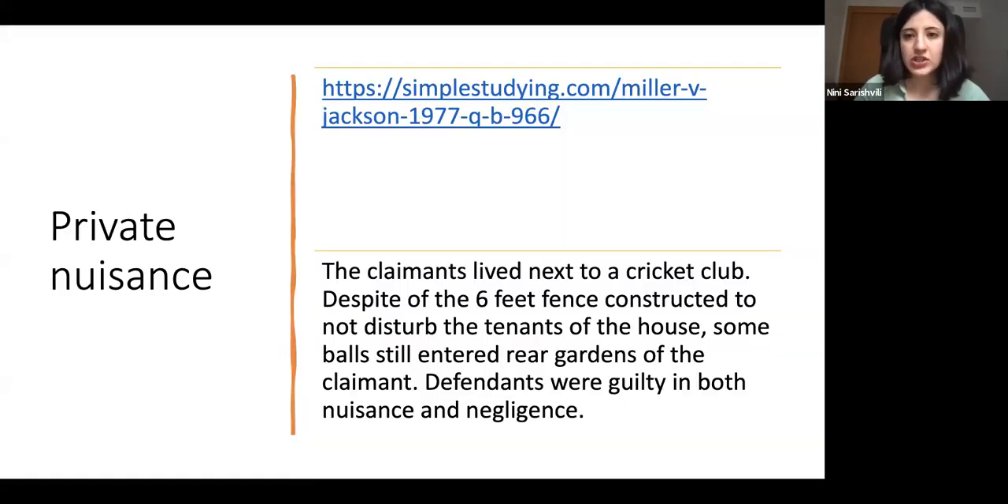You can have a look at this case, which is a case of private nuisance. In this case, the claimant lives next to a cricket club, and despite the 6-foot fence that was constructed to not disturb the people living there, some balls still entered the rear gardens of the claimants, and the defendants were guilty in both nuisance and negligence. So this is an example of a scenario that may happen in private nuisance cases.